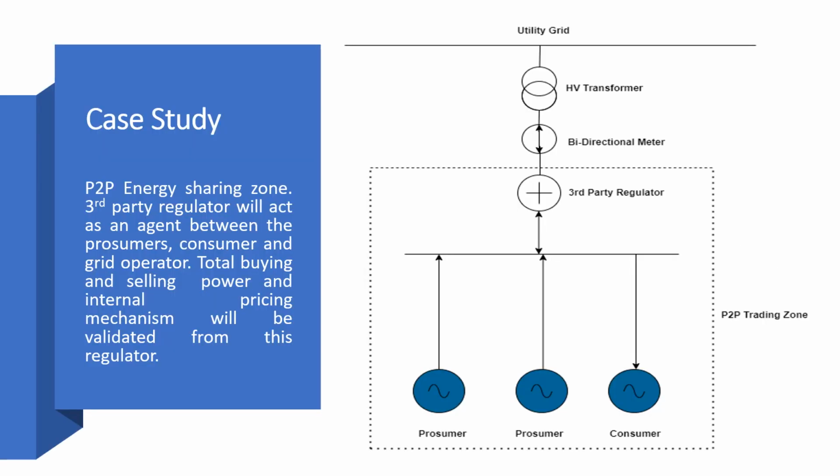This is the single line diagram of the trading zone. As you can see, there are two prosumers and one consumer here, and all the transactions and billing will be done by this third party regulator. When the prosumer sells electricity to the grid, it has to go through this third party regulator, and when the consumer buys electricity from the grid, the electricity has to come via this third party regulator. Overall, the total buying and selling power and the internal selling and buying mechanism will be validated and controlled by this third party agent. This is one of the biggest advantages of this scheme: the prosumers and consumers do not have to engage or deal with the utility grid for their bills and other things. All the things are taken care of by this third party regulator.